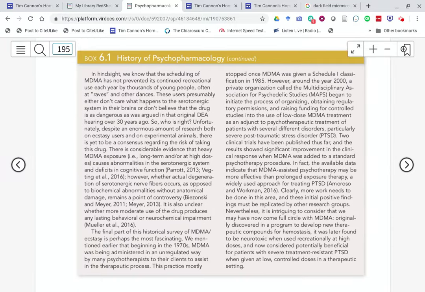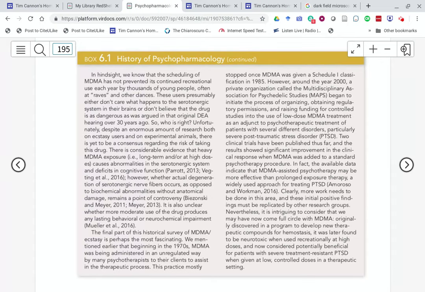And a lot of talk. This is an important drug. And at the end, it says, nevertheless, it is intriguing to consider that we may have now come full circle with MDMA, originally discovered in a program to develop new therapeutic compounds for homeostasis. It was later found to be neurotoxic when used recreationally at high doses, and now considered potentially beneficial for patients with severe treatment-resistant PTSD when given at low controlled doses.